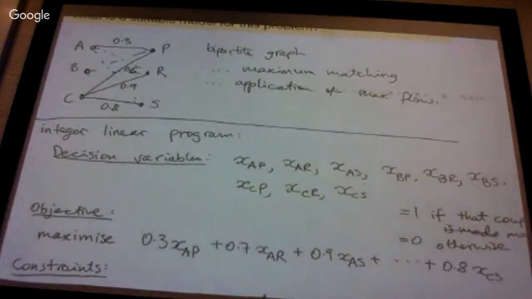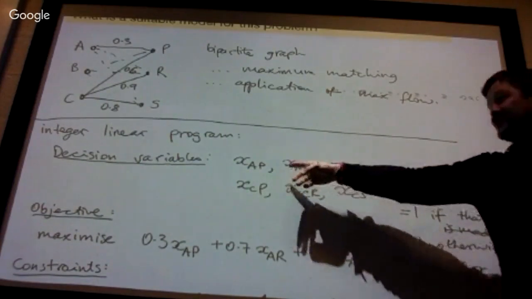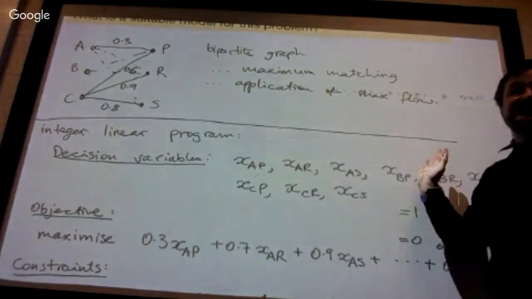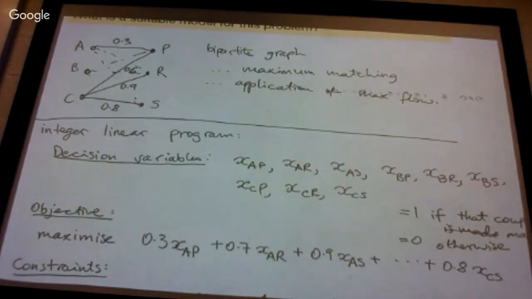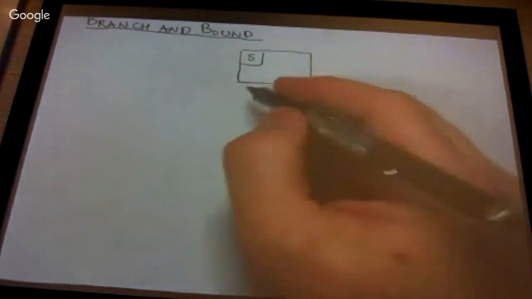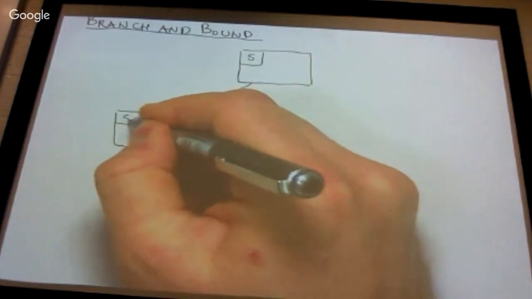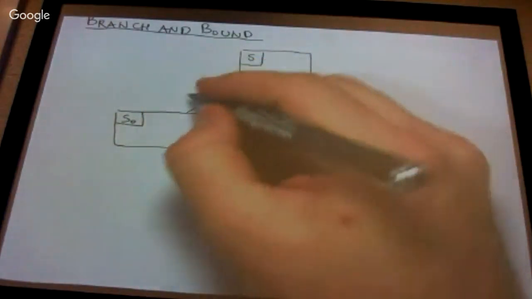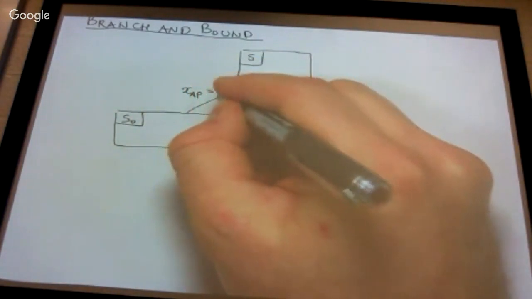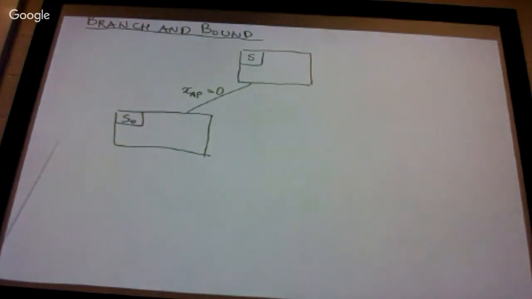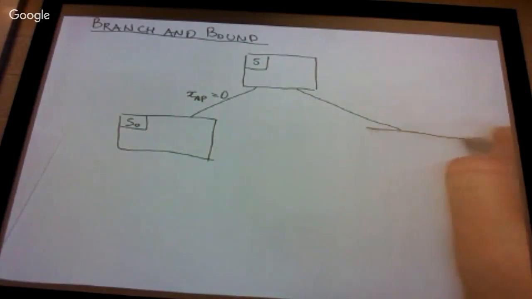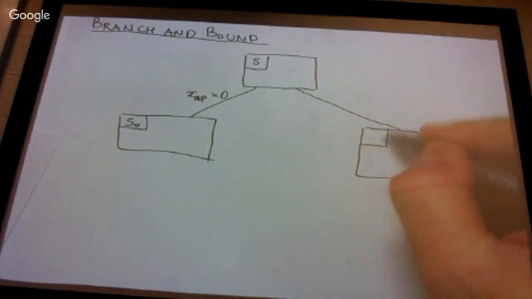Because each of these variables can be either 0 or 1, we can split all the feasible solutions to this problem into those where the first variable, say, is 0, and those where the first variable is 1. That's exactly what the branching is going to do here. So we'll be solving a problem I'll call S0, where XAP is set to 0. And the second problem we want to solve I'll call S1, and this is where XAP is 1.